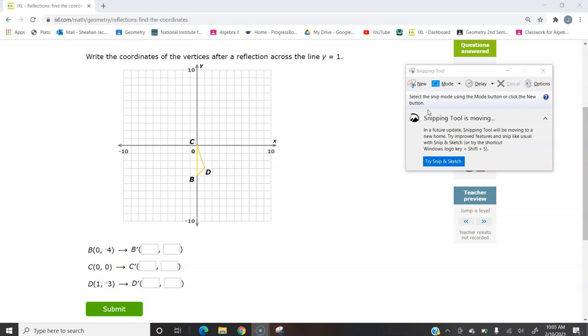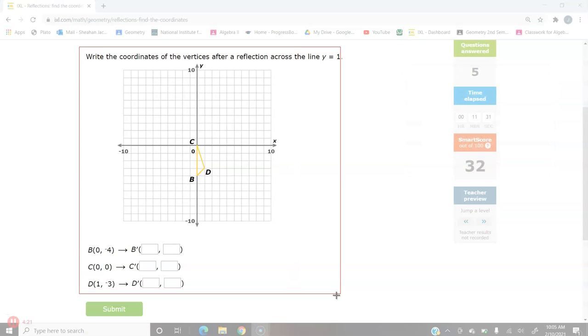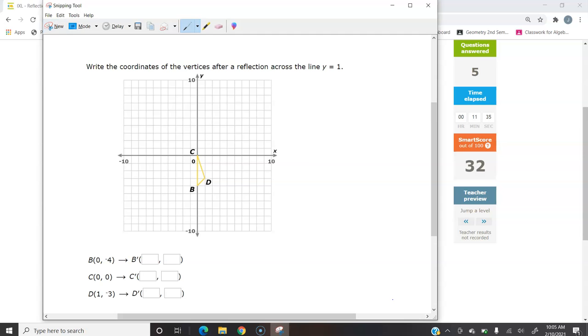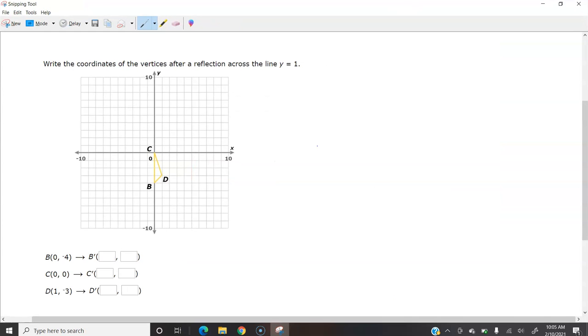Okay, so here's where we get to our tricky ones here, okay? So if you remember last time when I was talking about these, I said that you had to basically figure out your distance of each point from the line, okay? We're talking about y equals 1, which is a line like this. It's the same kind of direction as the x-axis. However, it's moved up 1, okay? We need to focus on this 1 here, okay?